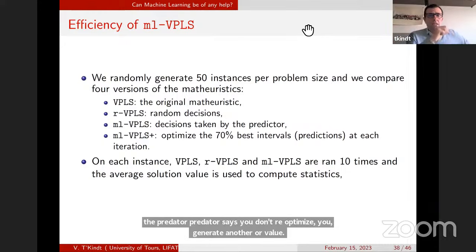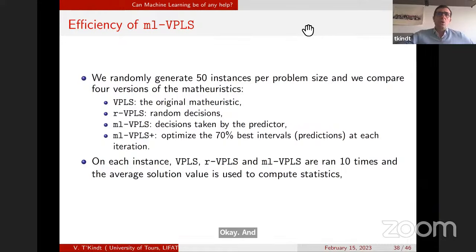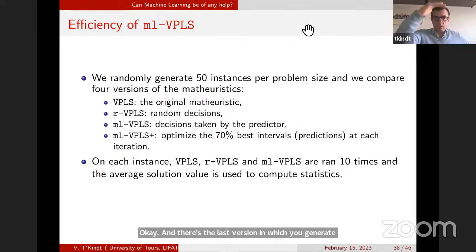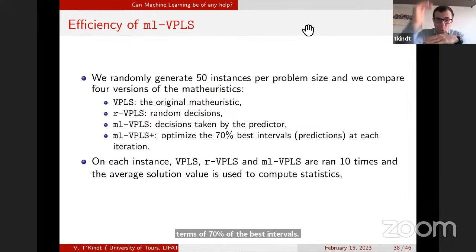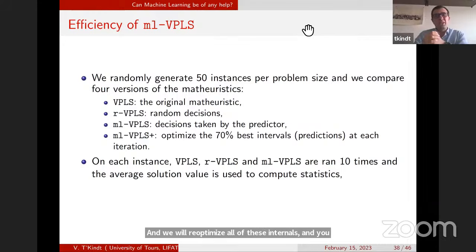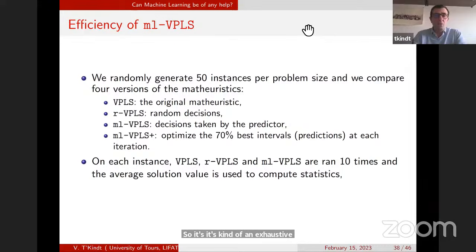And there's the last version in which you generate, for a given solution, all the possible windows of positions. You call the predictor each time, which is pretty fast, and you select the 70% best intervals. And you re-optimize all of these intervals, and you keep the best solution among that. So it's kind of an exhaustive approach that compensates for the fact that the predictor is not always very efficient, notably with positive predictions.